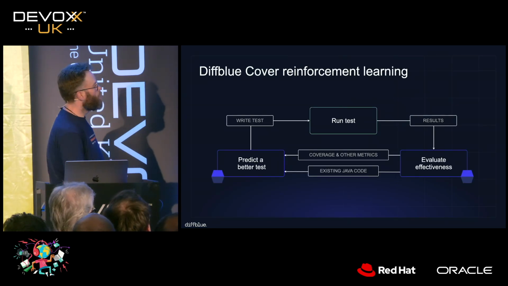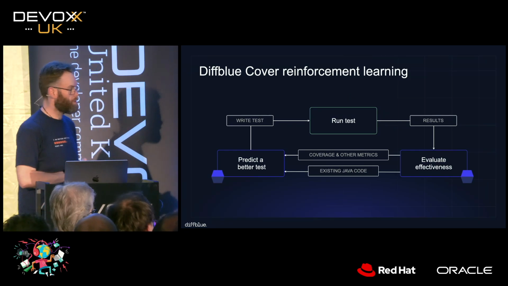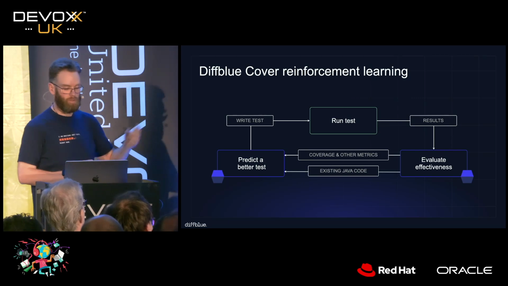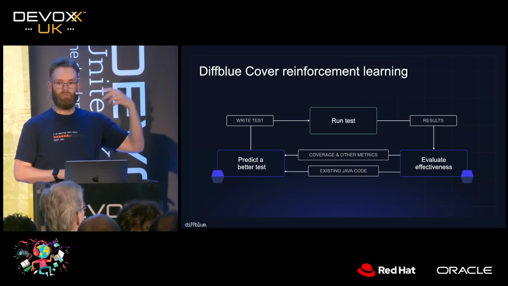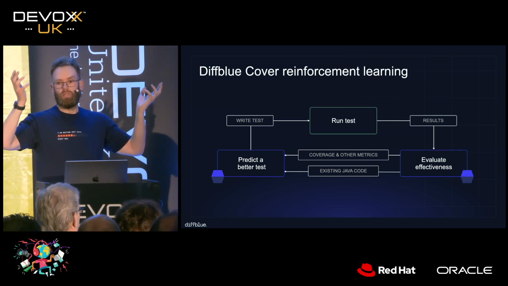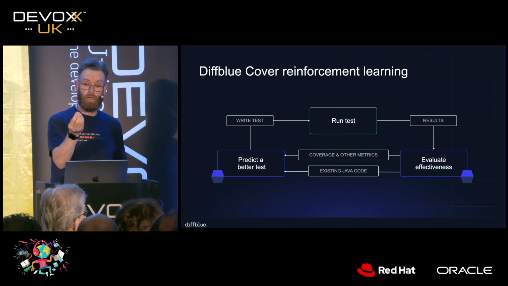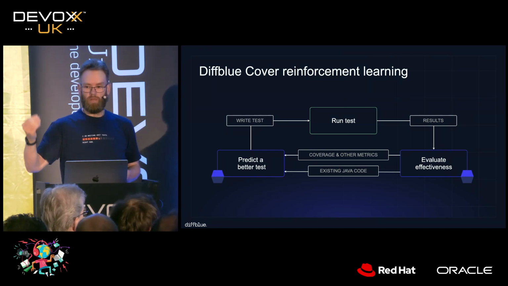So with all of this in mind, what we do at Diffblue is we have this reinforcement learning loop. On the left-hand side, we start with the idea of predicting a test. Give me a test case that I want to run through. We then write a test case for that, run it through your application, observe the results, and then evaluate the effectiveness.